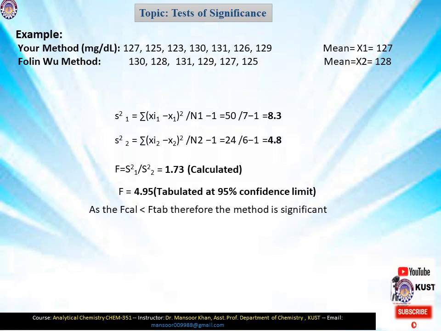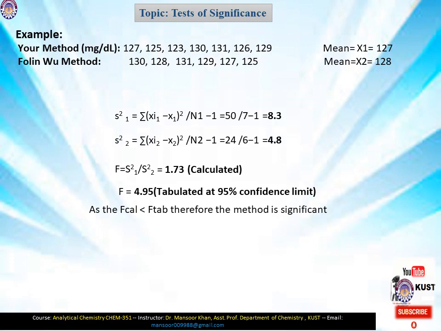The standard, accepted method used for the determination of glucose content in blood serum is the Folin-Wu method, and the results obtained using the Folin-Wu procedure are 130, 128, 131, 129, 127 and 125. The mean of the result is x2, which is equal to 128. Now the question is how your method compares with the Folin-Wu method, that is, whether your method is significant or non-significant by the F-test.